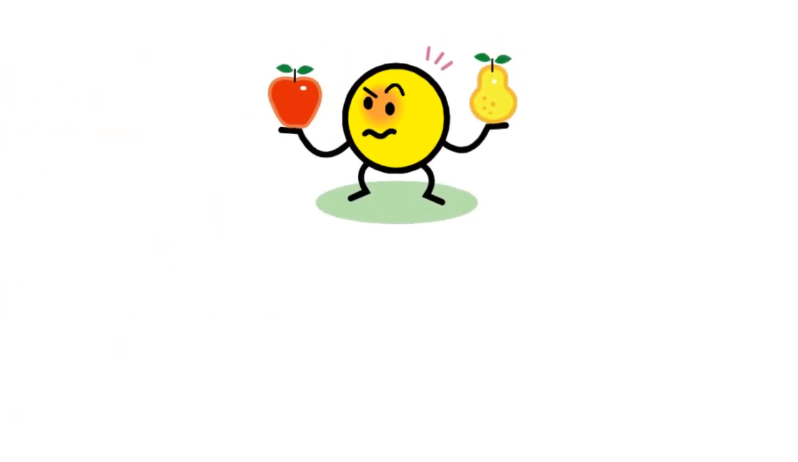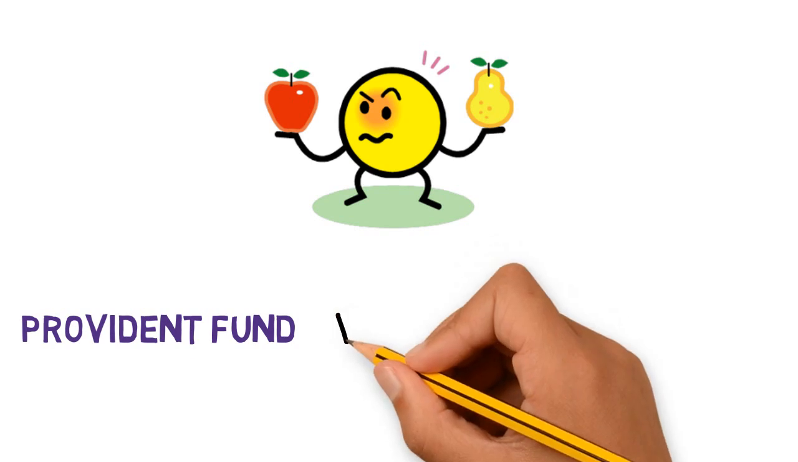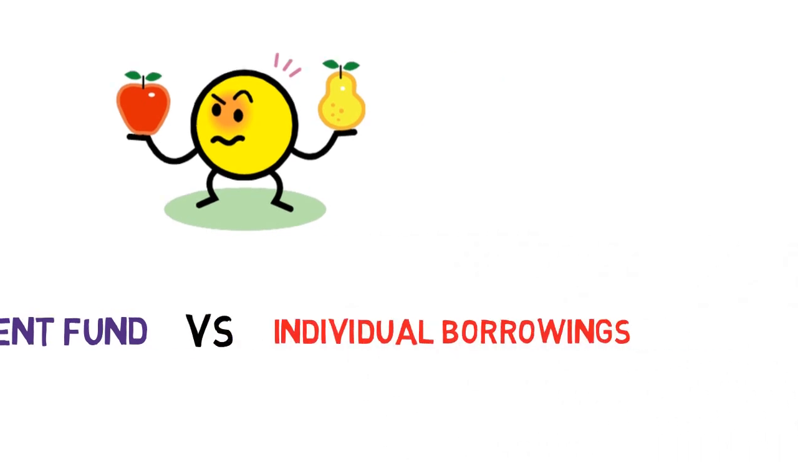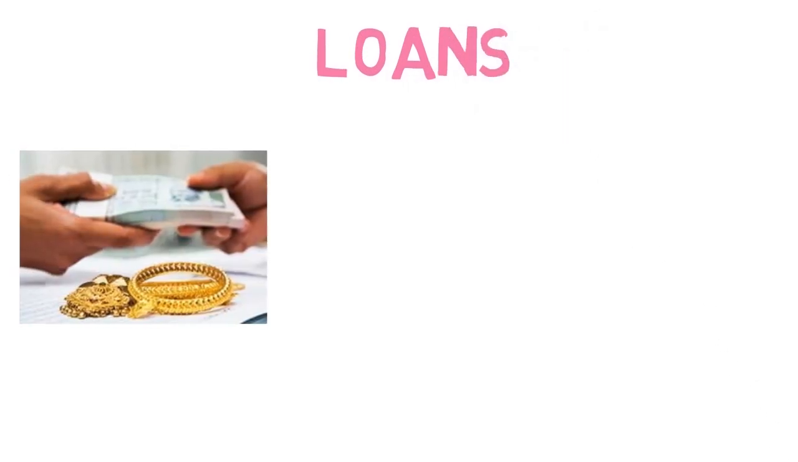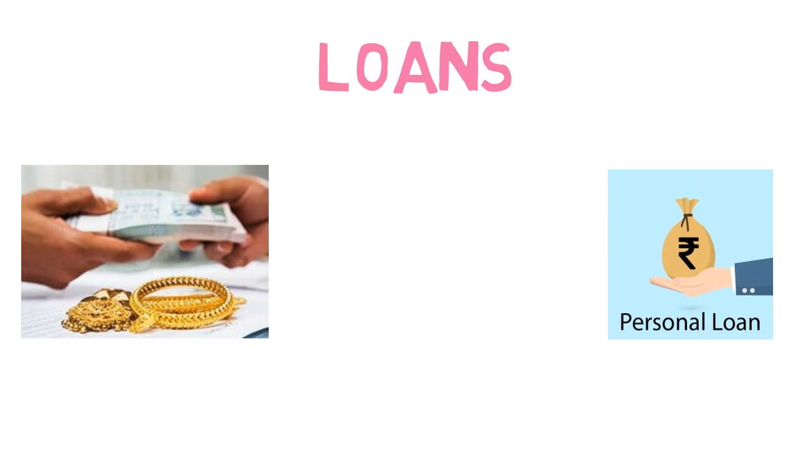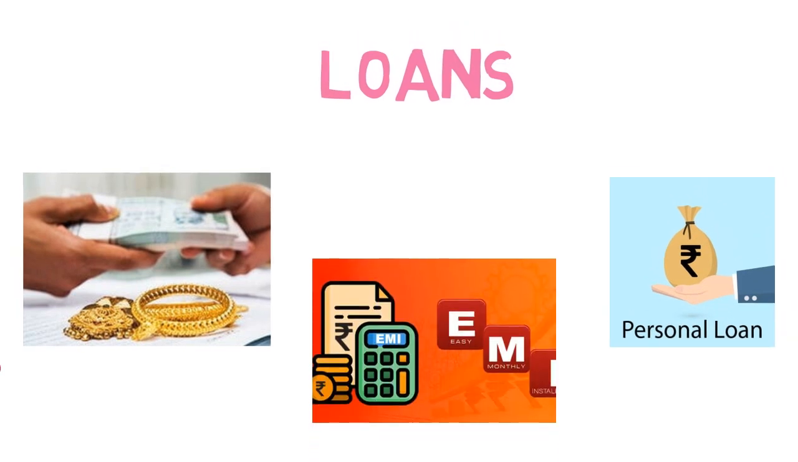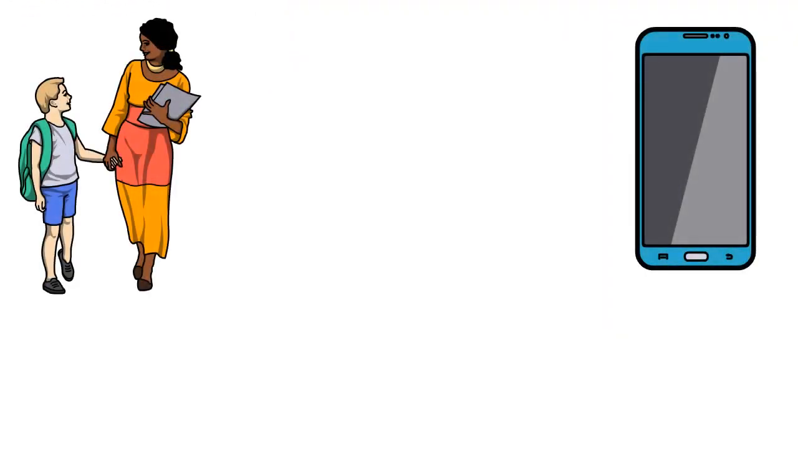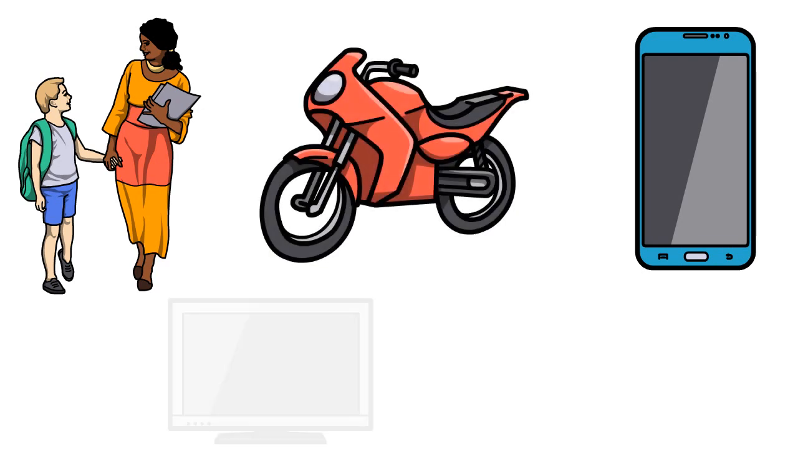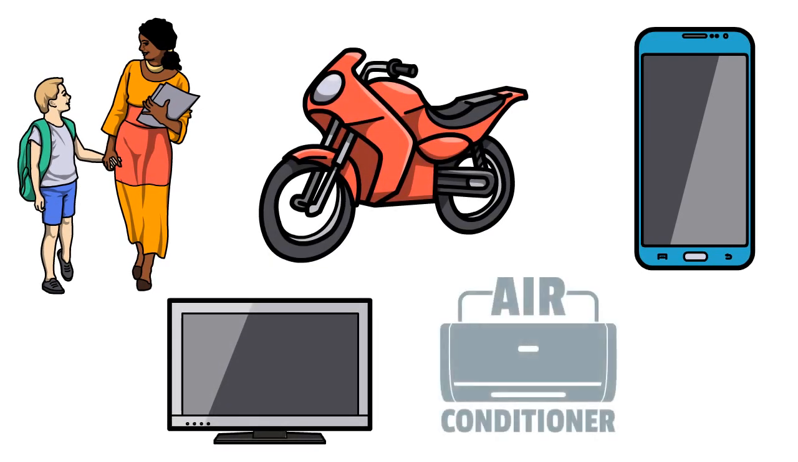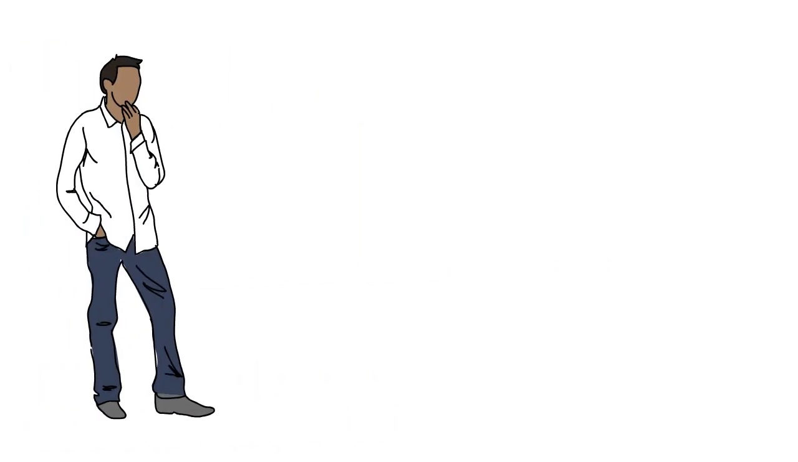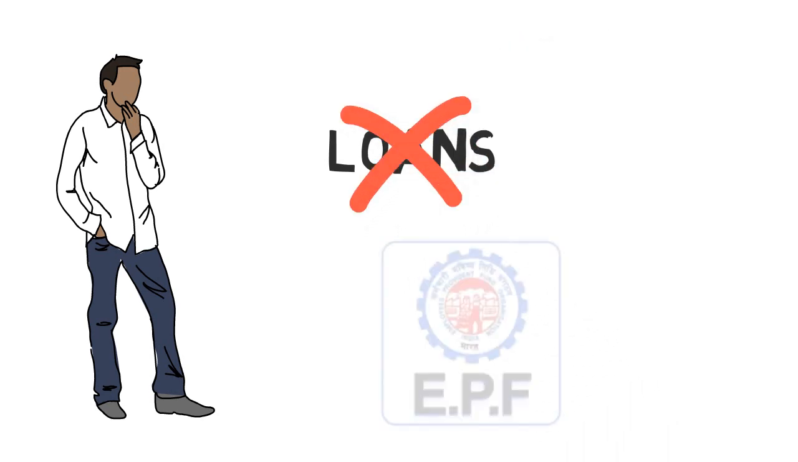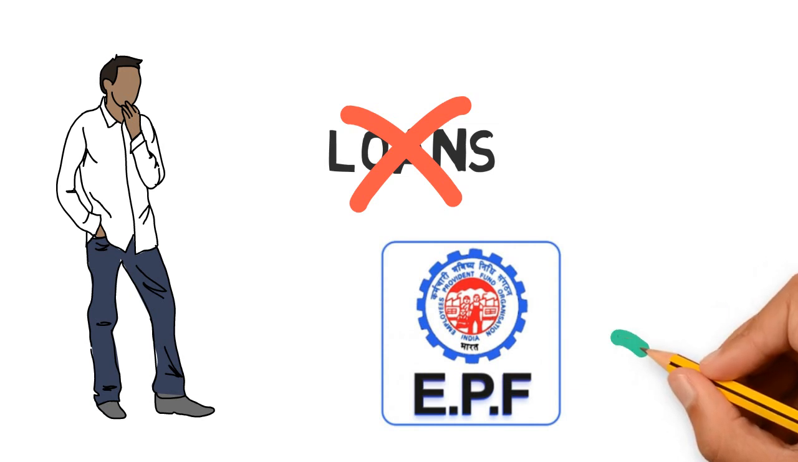Next, let us see a small comparison between Provident Fund and individual borrowing. A lot of us get loans for our circumstantial needs, loans like jewel loans, personal loans, and EMI, which may sound familiar to us. These are the loans we get for our commitments. For example, our child's education expense, marriage expenses, buying a mobile, bike, TV and AC on EMI. You may think, why should we talk about loans here? Instead of getting unnecessary loans for our needs, it's better to claim our Provident Fund money.